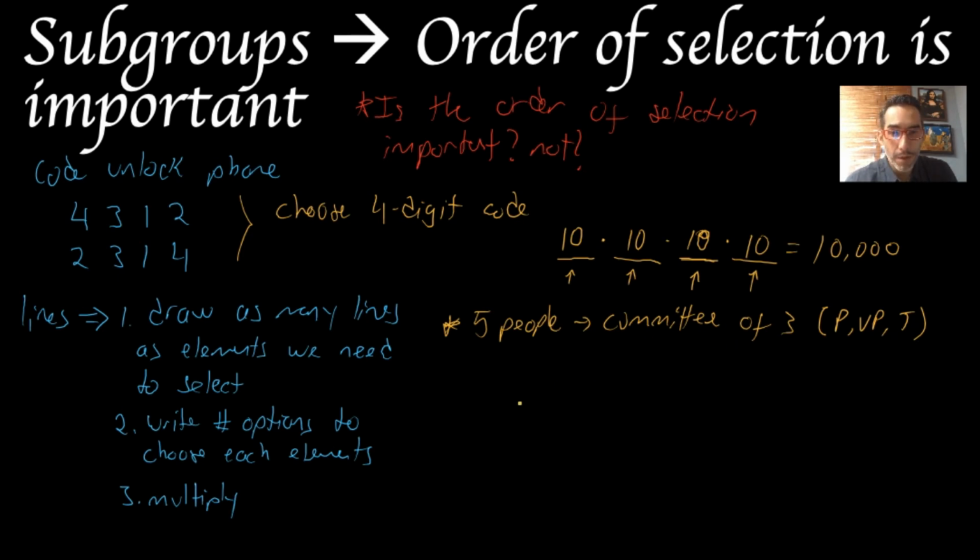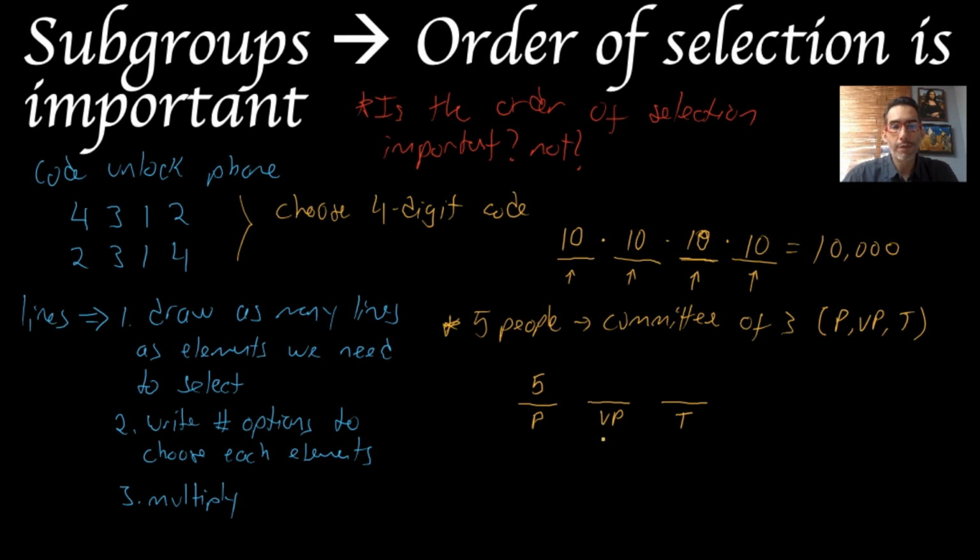3. That means that I will go here with 3 lines, right? Second step, write the number of options to choose each element. So the first element here will be the president. The second element is for me to select the vice president and then the treasurer. So if I select the president first, how many options do I have? I need to select one person out of how many? I have 5 people total. So either of those 5 people can be named the president. So here I have 5 options, right?